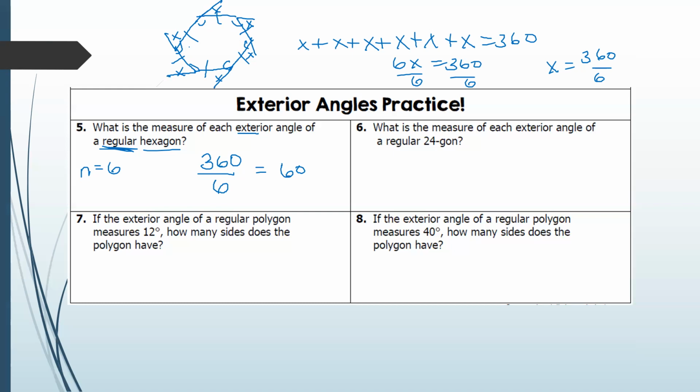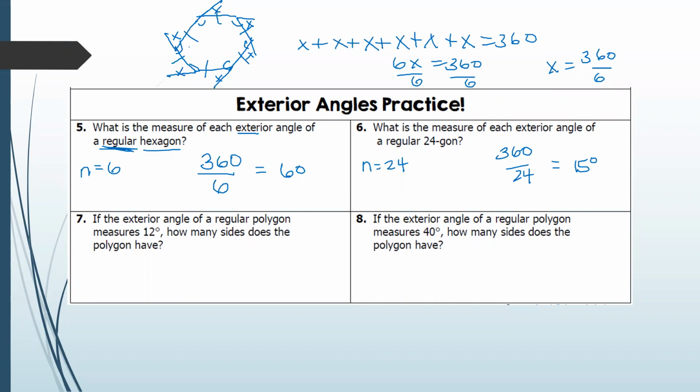It's a little more challenging to draw one for number 6. It's a 24-gon, which means it has 24 sides. I don't recommend drawing that picture. But it's a regular 24-gon. Using the same idea we used on number 5, what's the measure of each exterior angle? Try it now. You should have gotten 15 degrees. The sum of those exterior angles is 360, and there's 24 of them. They're all the same size. So 360 divided by 24 is 15.